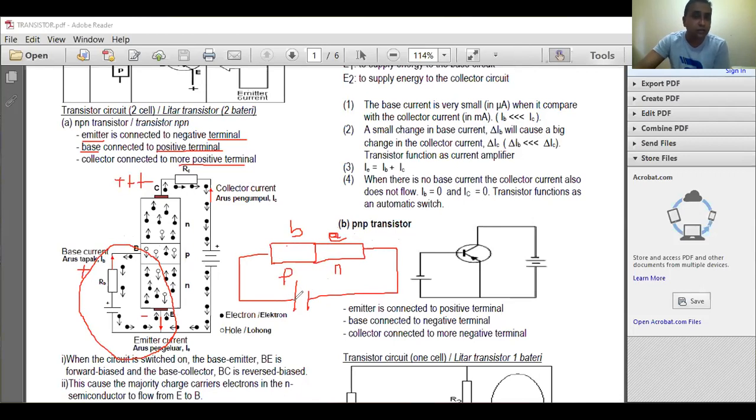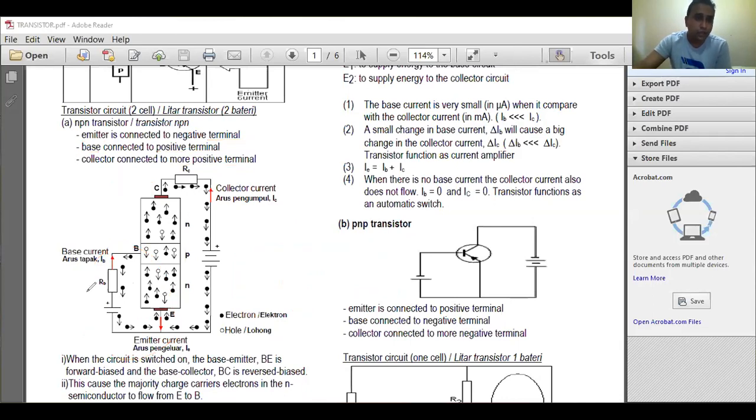The emitter must be connected to negative and the base to positive, so that the emitter and base will have a forward bias because they act like a diode. This one is N-type, connected to negative; P-type is connected to positive. So that means it acts like a diode. Now, what happened? We look at the emitter and base first.